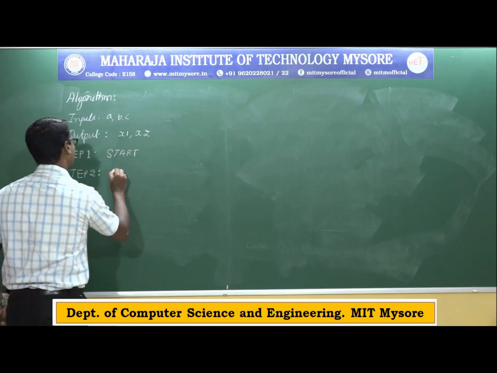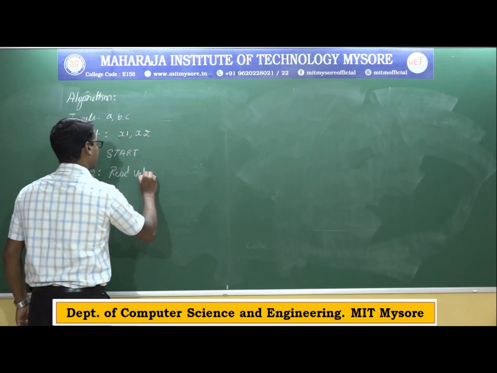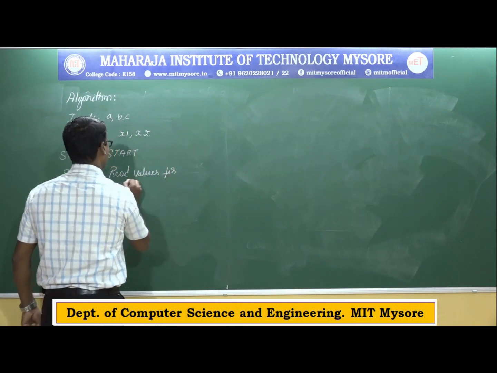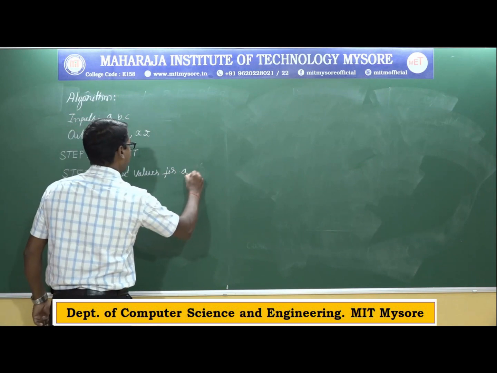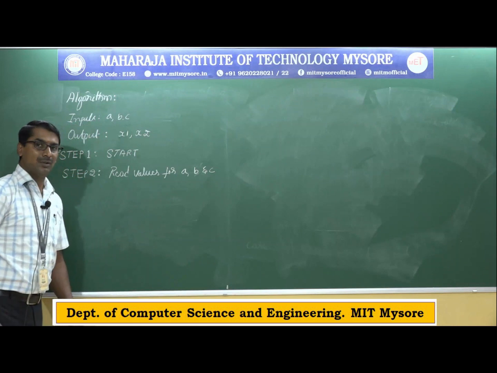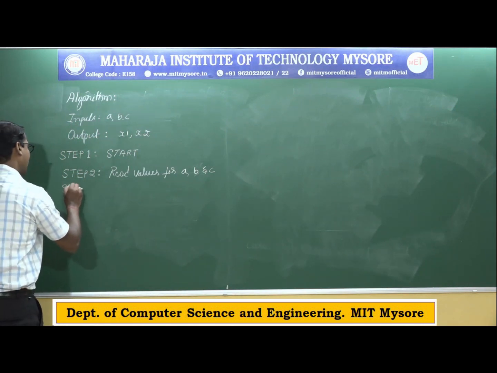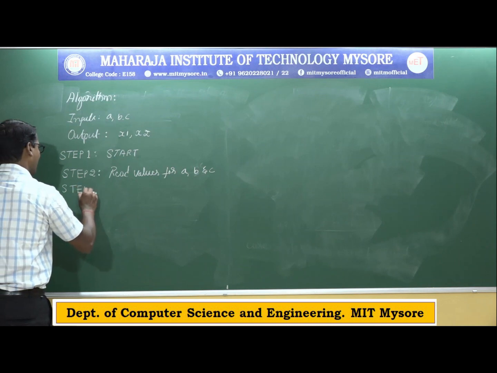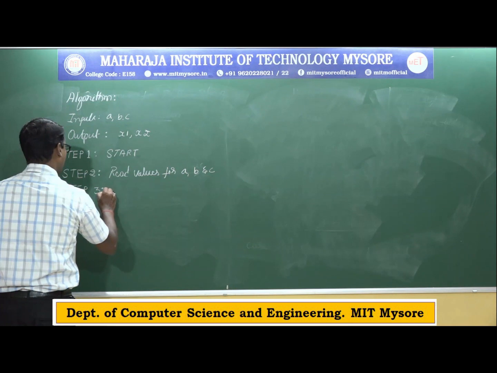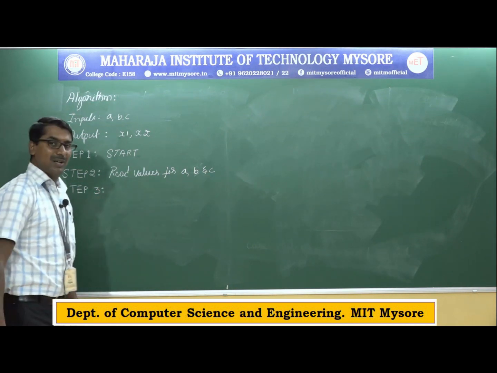Step 2 is read values. Read values for A, B and C. So, read coefficients A, B and C. After reading the values, here we need to check one condition.